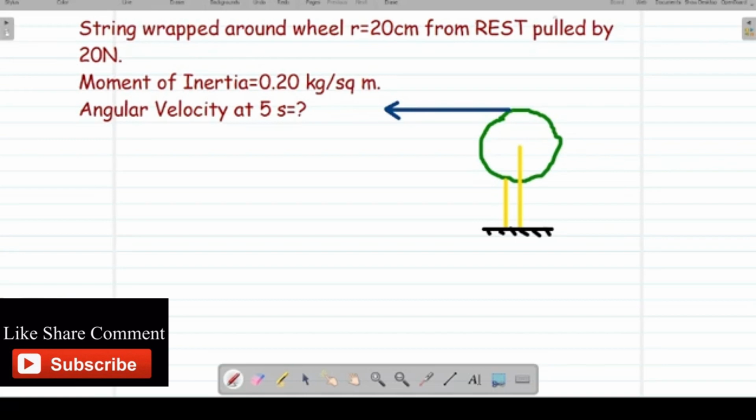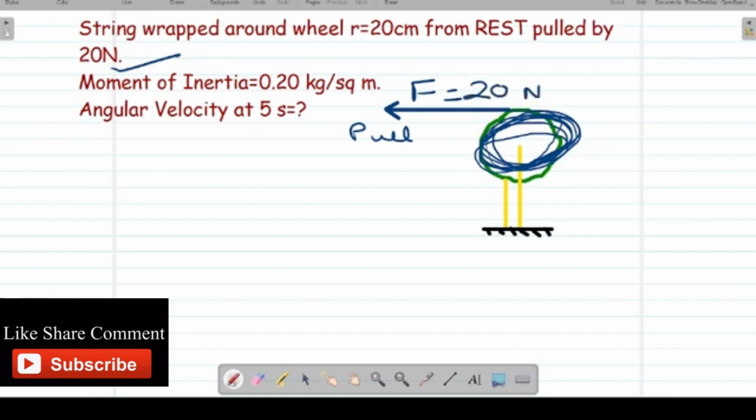So today we will do some numerical based upon rotational mechanics. Here we have taken one selected numerical where a string is wrapped around a wheel of r equal to 20 centimeter. The wheel, which we have marked in green color, is wrapped with a string. This is the blue string, rotated about this wheel like this. When we pull it with a force, the force given here is 20 Newton.